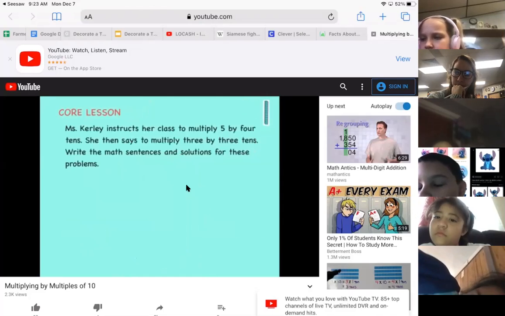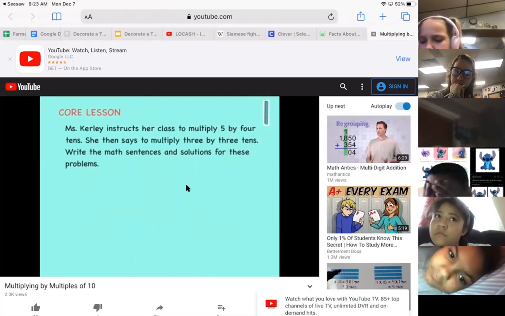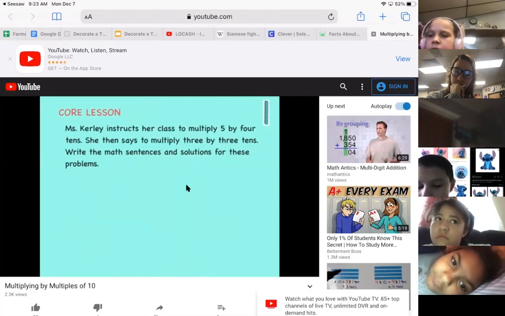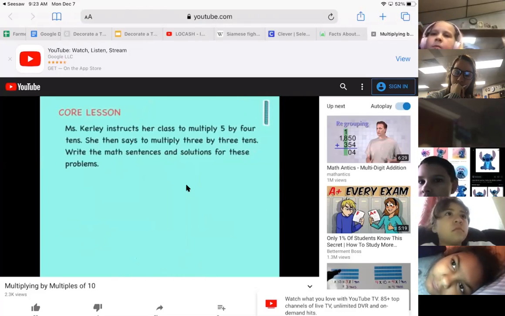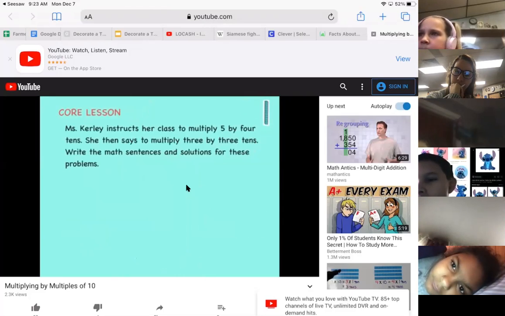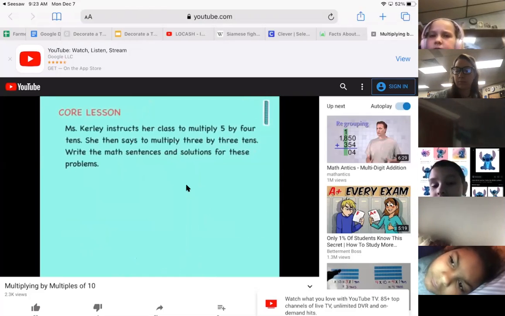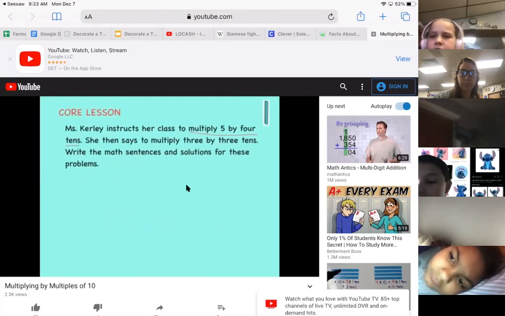Miss Curley instructs her class to multiply 5 by 4 tens. She then says to multiply 3 by 3 tens. Write the math sentences and solutions for these problems. There's 2 parts to this problem, so let's underline what's important. First, we need to multiply 5 by 4 tens. After that, we're going to multiply 3 by 3 tens.